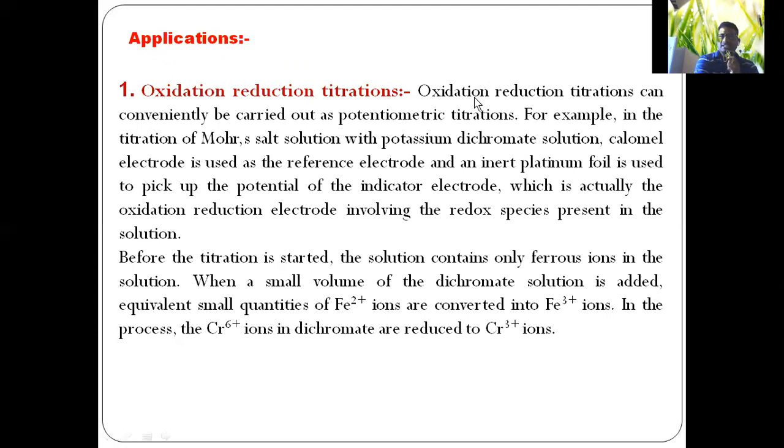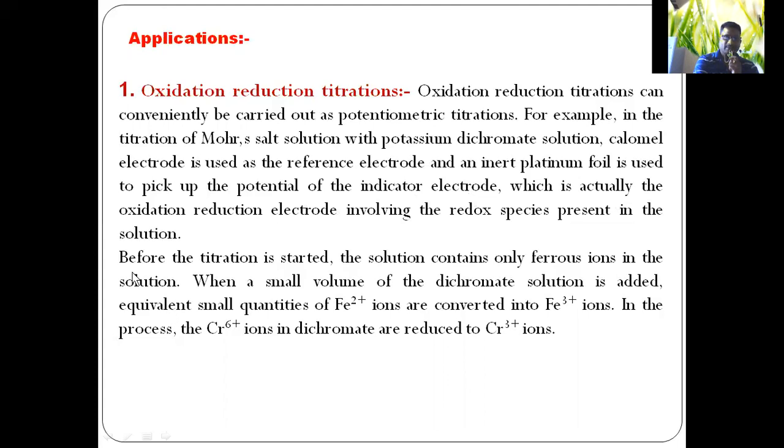So here oxidation reduction titrations can be conveniently carried out as potentiometric titrations. For example, in the titration of Mohr's salt solution, that is FAS solution, with potassium dichromate solution, calomel electrode is used as the reference electrode, as you see in the diagram, and inert platinum foil is used as an indicator electrode, which is actually the oxidation reduction electrode involved in the redox species present in the solution. Actually, platinum electrode is used as an indicator electrode in this experiment.